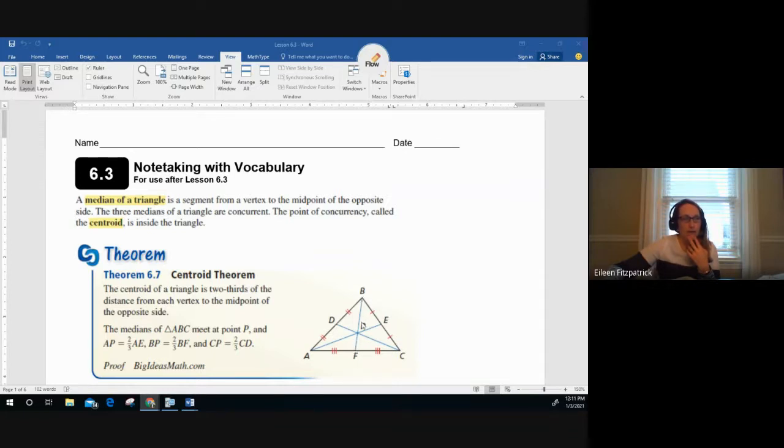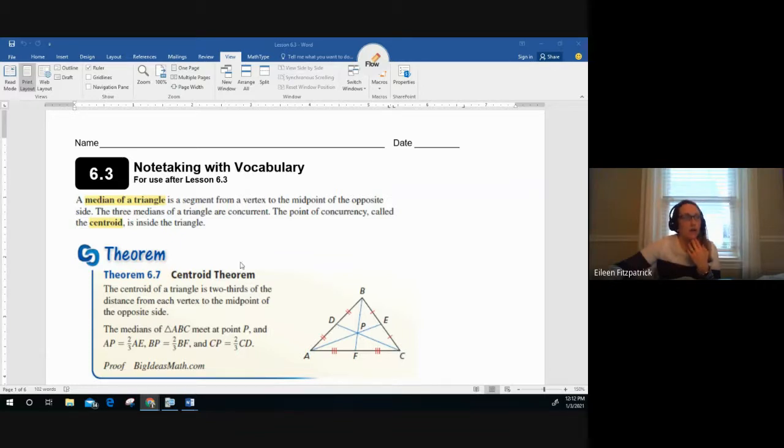BF is a segment that goes from a vertex to the midpoint, right? F is the middle, and we know that because AF is marked congruent to FC. So F is the midpoint, B is the vertex. So the segment that connects the vertex to the midpoint of the opposite side, that is called the median. All right, AE is also a median going from vertex A to midpoint E, and CD is a median going from vertex C to midpoint D.